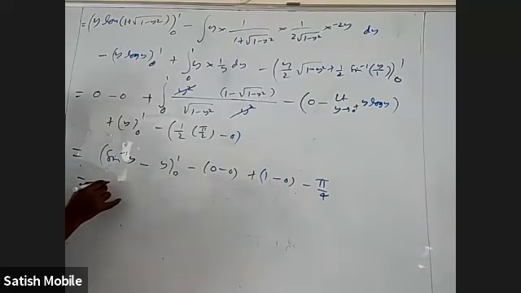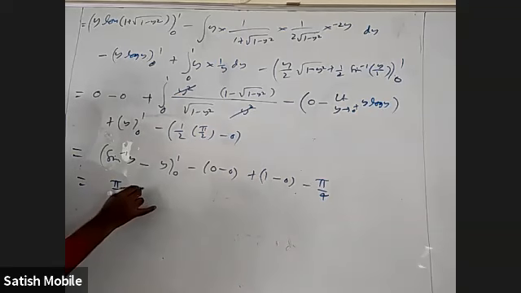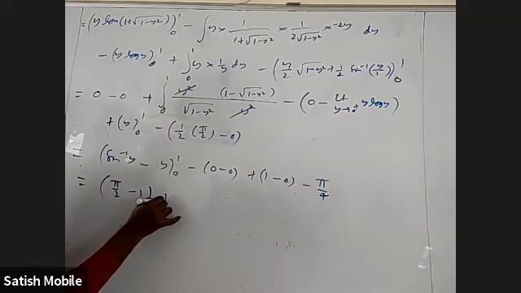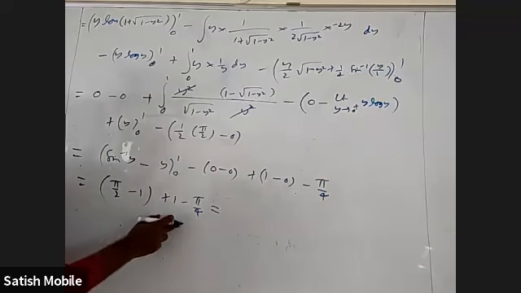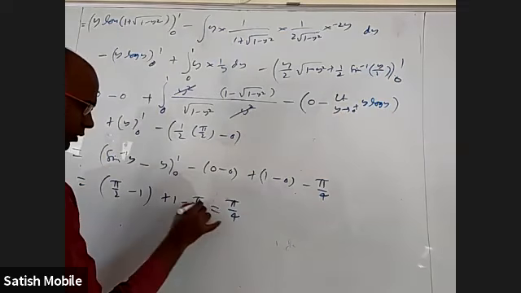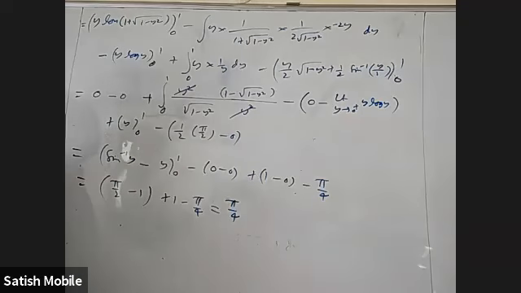So when I put 1, sine inverse 1 is pi by 2 minus 1. When I put 0, everything is 0, plus 1 minus pi by 4. Minus 1 plus 1 cancel, pi by 2 minus pi by 4 is pi by 4. So finally, the area under that curve is pi by 4.